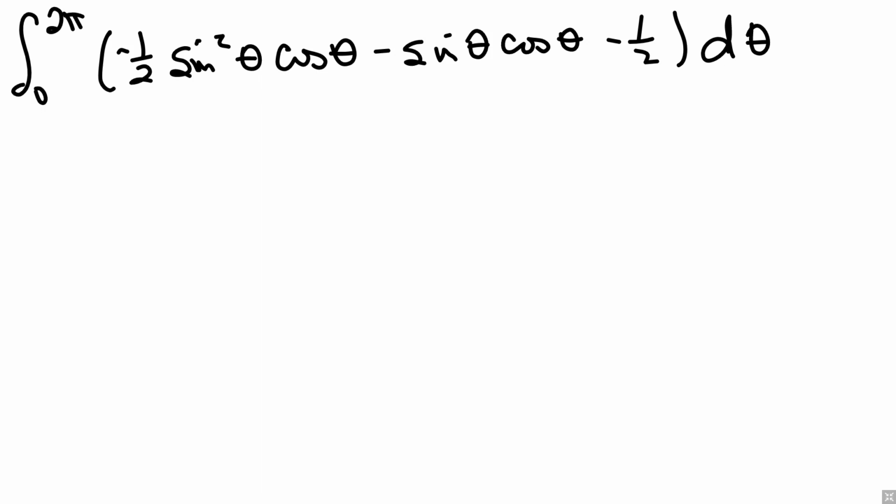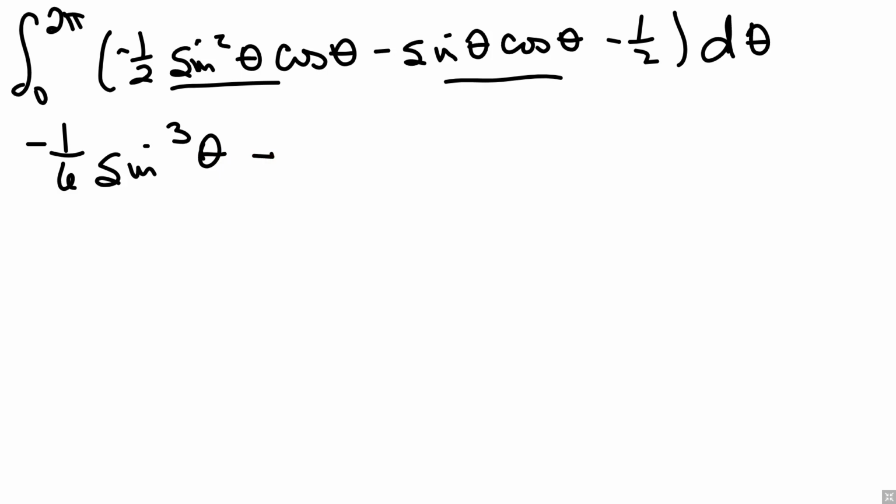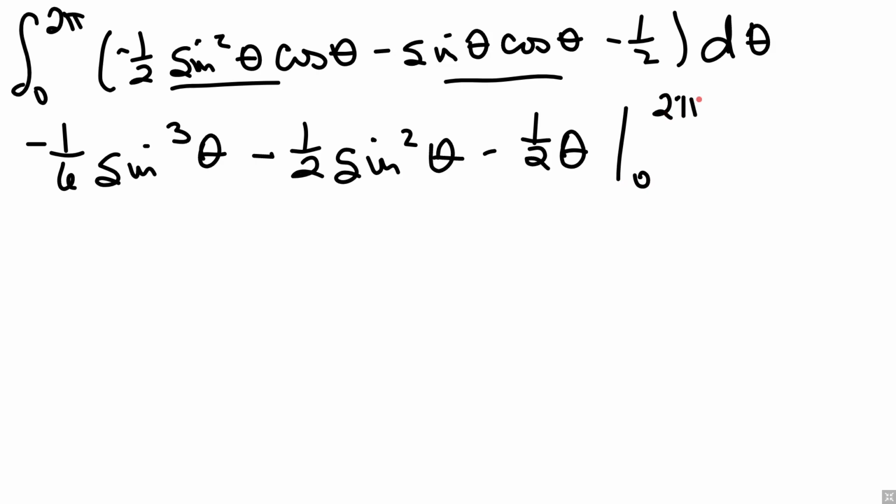All right, so if I integrate this, the first two pieces will be just a u sub. We can let u be sine of theta, so the du will be cosine of theta. So the antiderivative of the first piece is going to end up being -1/6 sine cubed theta, minus the second piece, which is going to end up being -1/2 sine squared theta, minus 1/2 theta. And we're going from 0 to 2 pi.